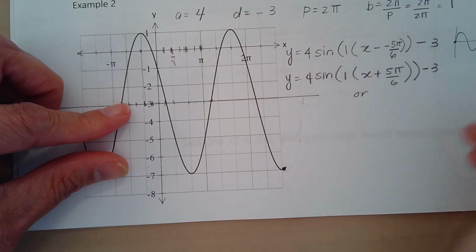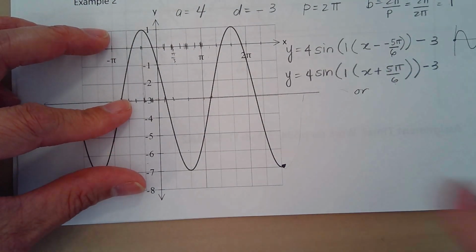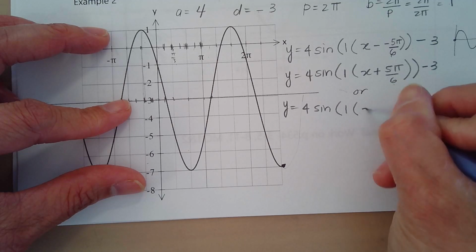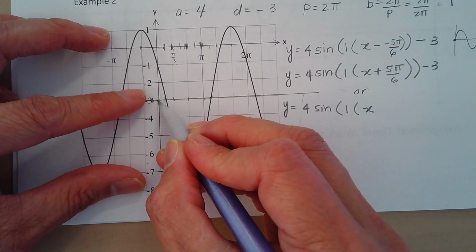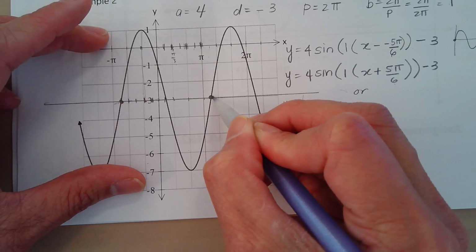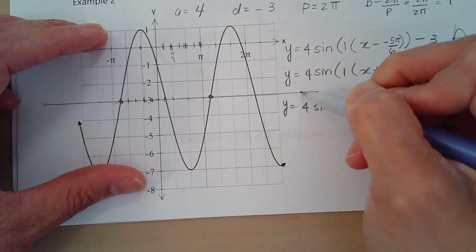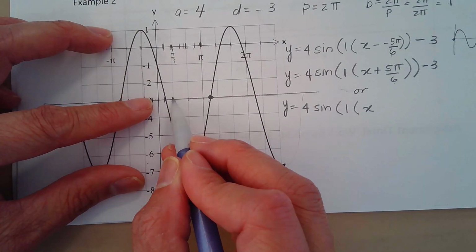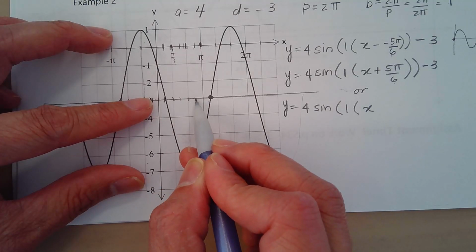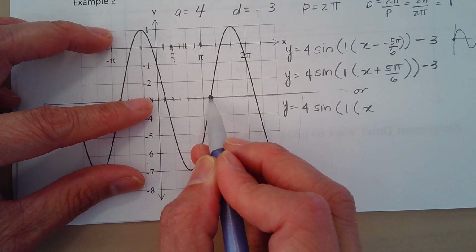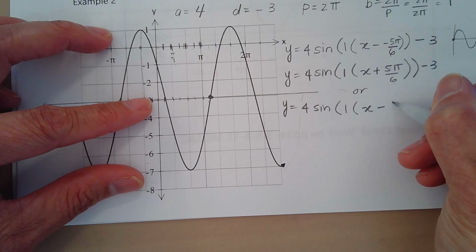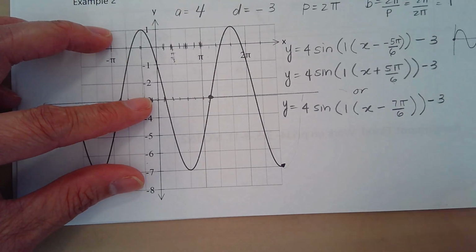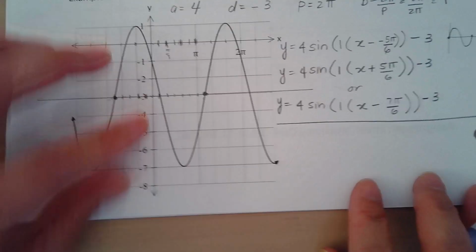1 6, 2 6, 3 6, 4 6, 5 6, 6 6, 7 6. So or, I'm going to put or, y equals 4 sine 1 times x. This is the start of that. If I call this my starting point, then I could go 1 6, 2 6, 3 6, 4 6, 5 6, 6 6, 7 6. So minus positive 7 pi over 6 minus 3. So that's one other possibility.